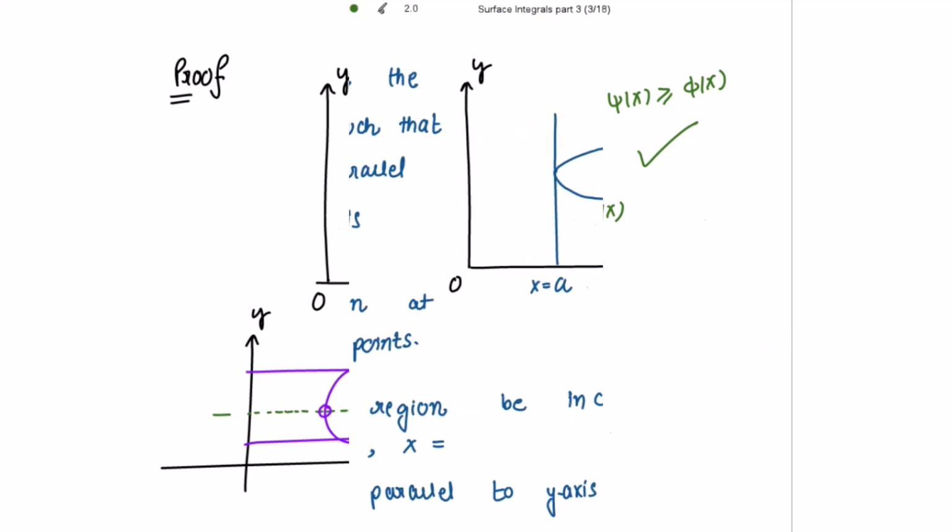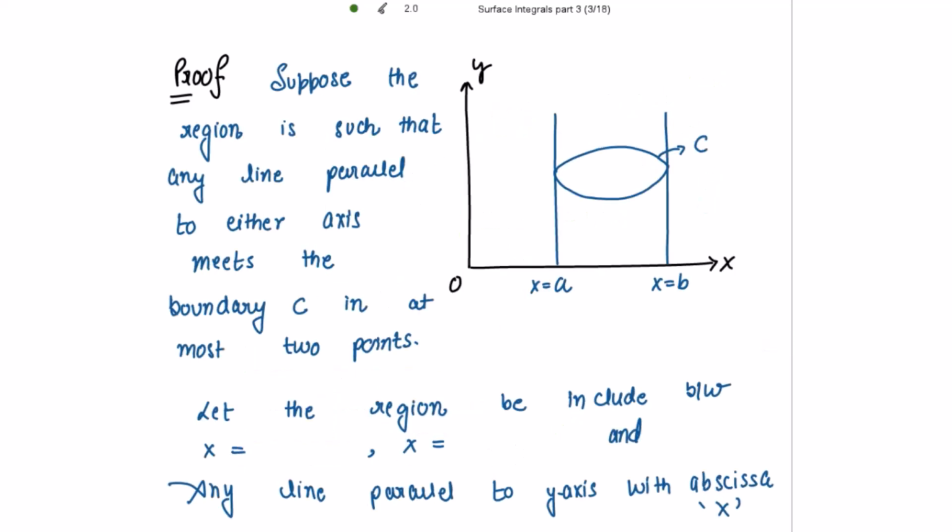Let me write all these first. It is written that suppose the region is such that any line parallel to either axis, x-axis or y-axis, meets the boundary C in at most 2 points. So here we have taken two lines parallel to the y-axis, and if I take any imaginary line here, it will meet these 2 points of the curve C. If the line is here, then it will meet these 2 points of the curve C. So any line parallel to the y-axis meets this curve C in at most 2 points.